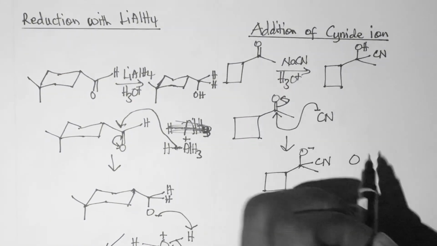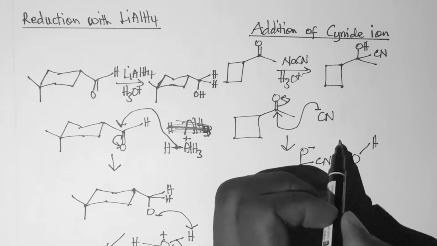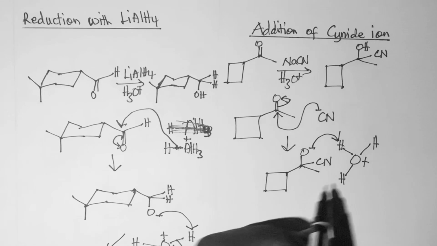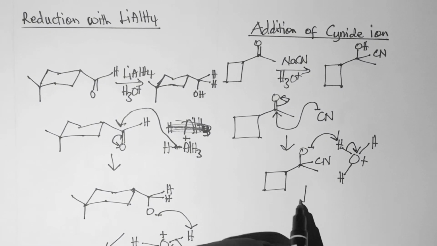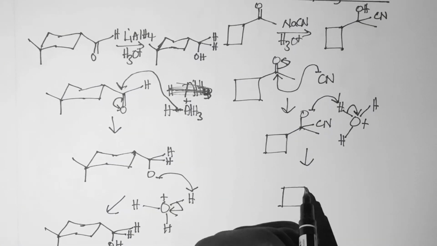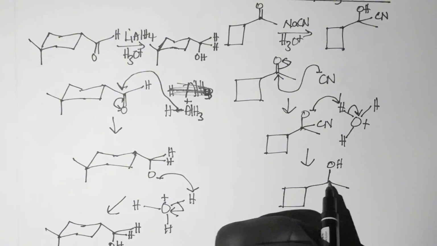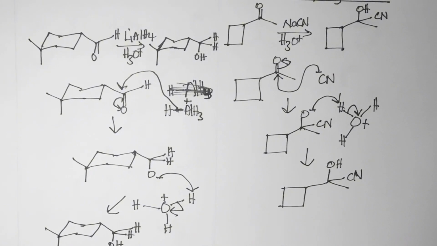But there is H3O plus in solution. So the final step, which is the acidic workup, will use these lone pairs to pick this proton, causing these electrons to be moved to the oxygen. So in the final step, we are going to get this product. So this is how to add a cyanide ion to either an aldehyde or a ketone.